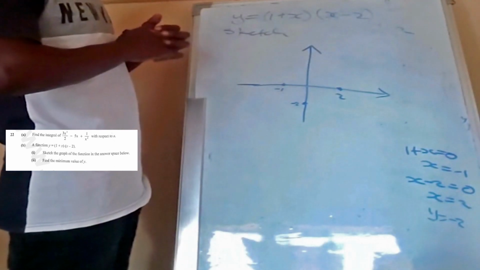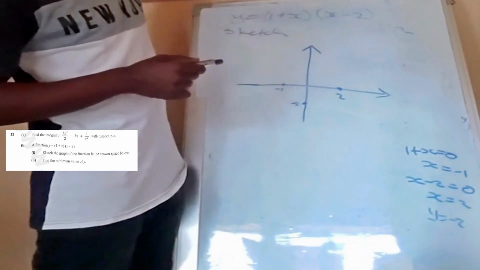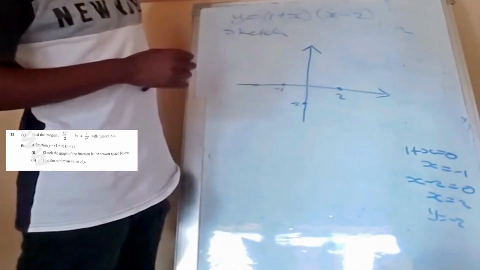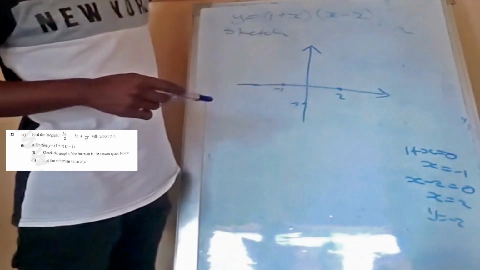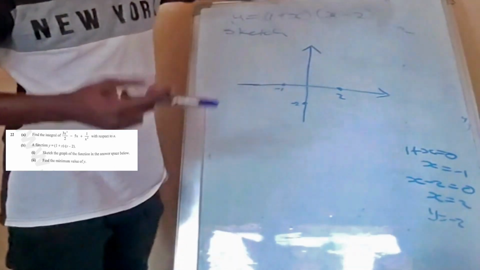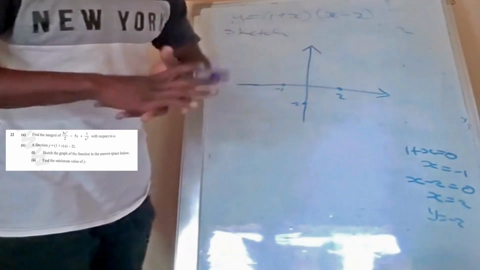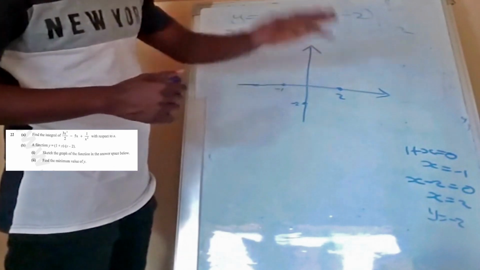Is it facing upwards or is it facing downwards? Does it have a minimum or does it have a maximum? We look at the first thing that we're going to have. If we say x squared, x multiplied by x will give us x squared. Is that positive or negative? Is it negative x squared or positive x squared? It is positive x squared. If it is positive, it means it has a minimum.